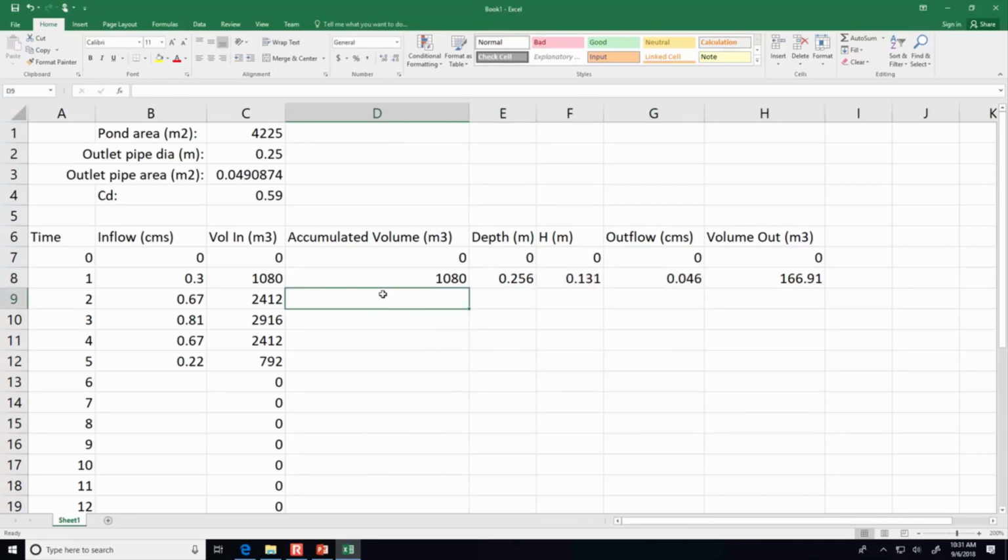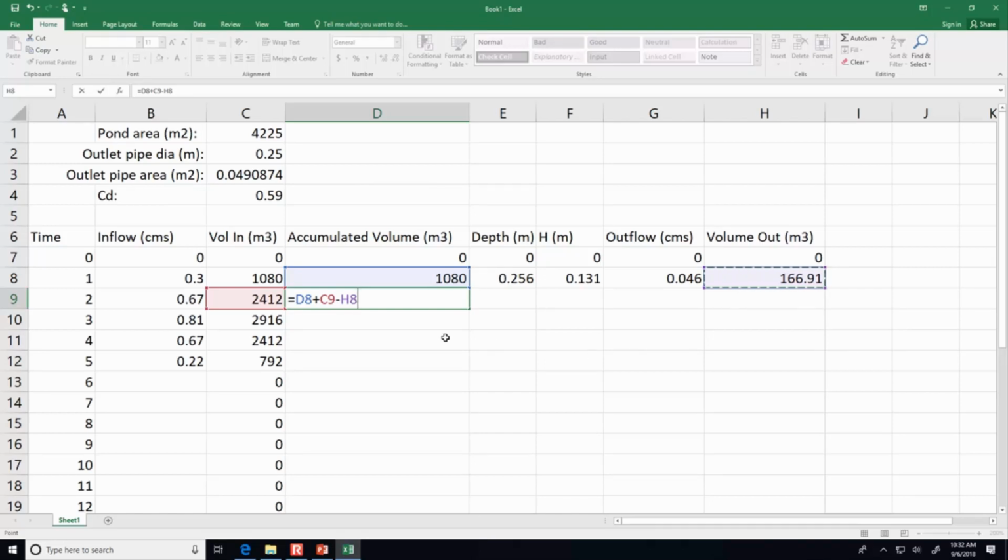All right. Okay, so then, hour 2, accumulated volume. This is where we have to be a little bit careful. The total amount of water in the pond is the previous amount of water that there was, plus the new water that came in, minus the water that flowed out during the last time period. This is why it's good to use small time steps. The smaller the time steps are, the better this numerical integration works. But we're using the volume out during the previous time step. So it's not perfect, but it's good enough.